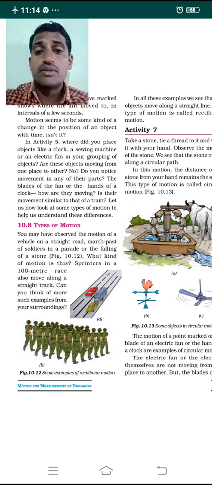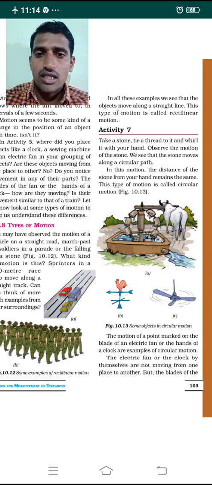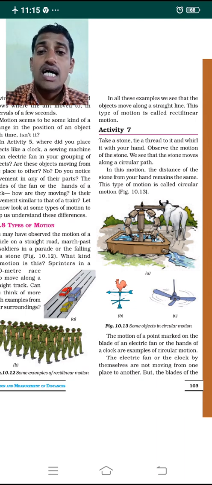Some more examples you can give: the bullet from a gun. When a soldier fires a gun, the bullet comes out of the gun in a straight direction and goes and hits the wall, right? At the same time, the arrow from the bow also reaches the target in a straight direction. So in all these examples we see that the objects move along a straight line. Such a type of motion we call rectilinear motion or straight line motion.